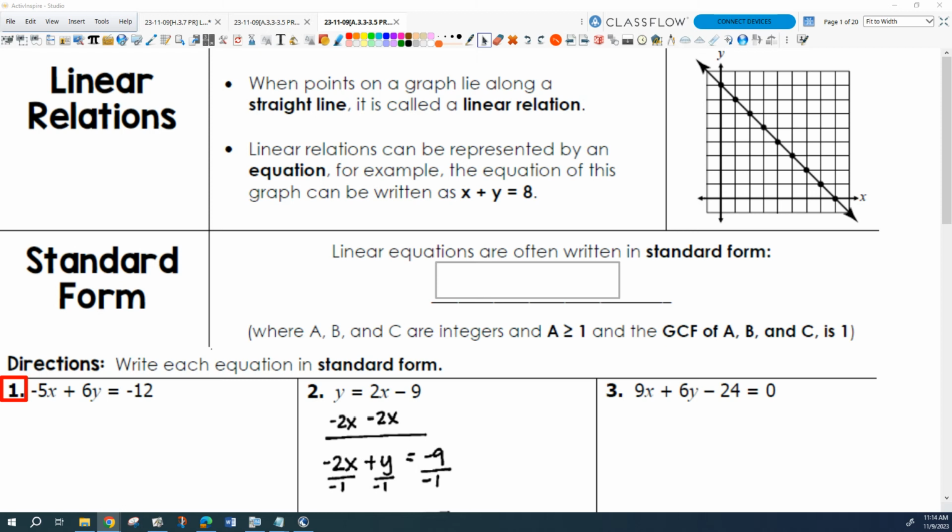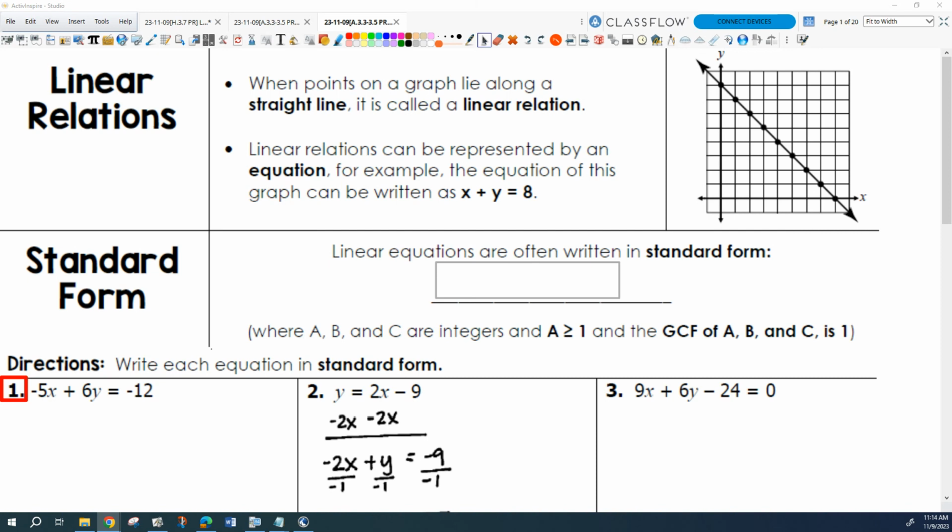Okay, today we're talking linear relations. We're specifically talking about two different types of linear equations we can use. So what's a linear relation, linear equation, linear function? Anything linear just has to deal with the simplest form of that thing.